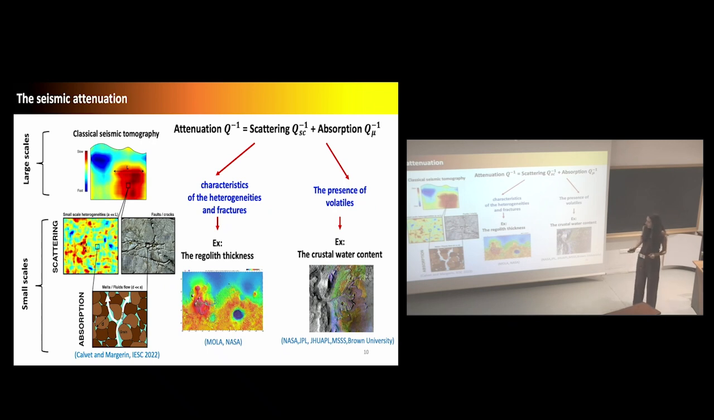So you can see here, for example, this is a shortcut for Mars. And you can see that we see clearly that we have a lot of regolith, and we can use this parameter to give, for example, an estimation of the thickness of the regolith. What we can also do is the absorption.